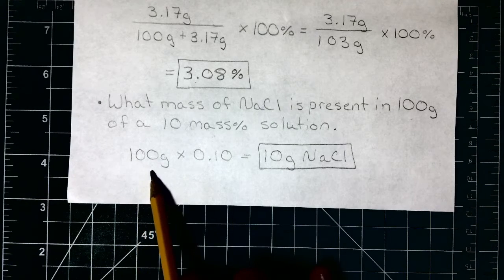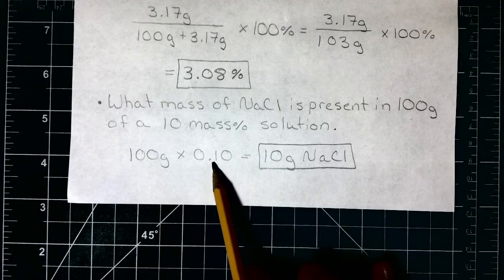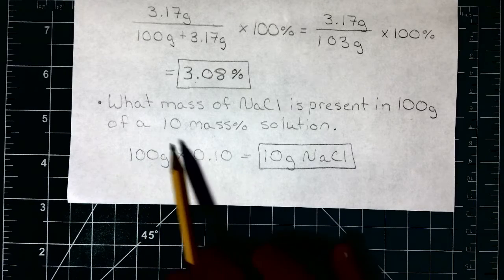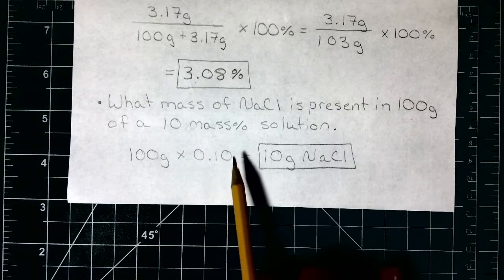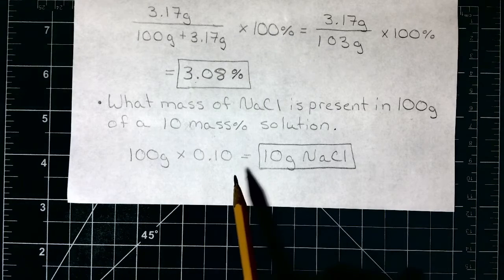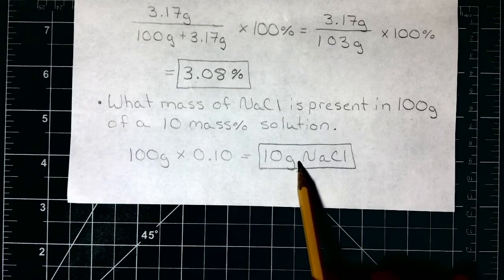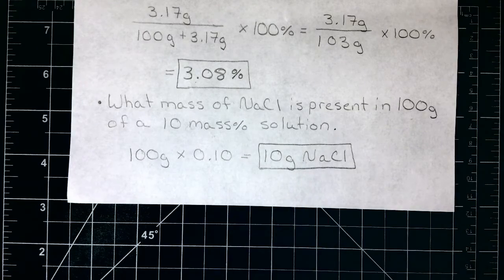And we wind up getting 100 grams times 0.10. That is our 10% number, represented not as a percent but as a decimal. And that's going to equal 10 grams of sodium chloride.